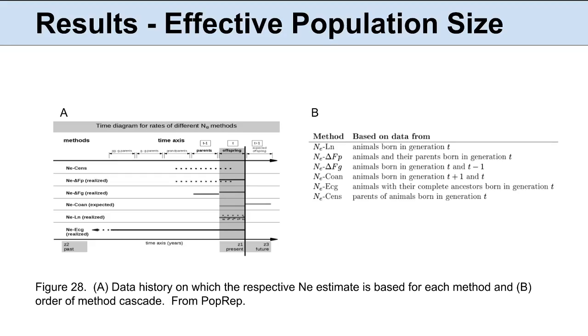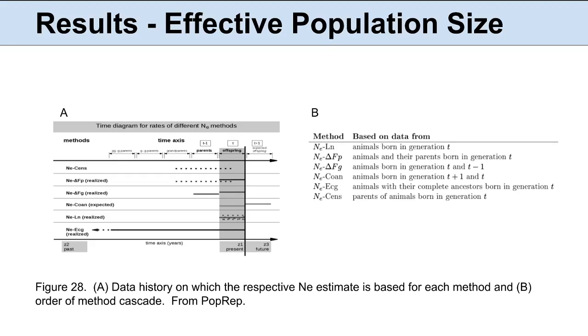LN focuses only on animals born in generation T. Delta FP focuses on animals and their parents born in generation T. Delta FG focuses on animals born in T and T-1. Co-ancestry focuses on animals born in generation T+1 and T, and ECG focuses on animals with their complete ancestors born in generation T, whereas the census looks just at parents of animals born in generation T.